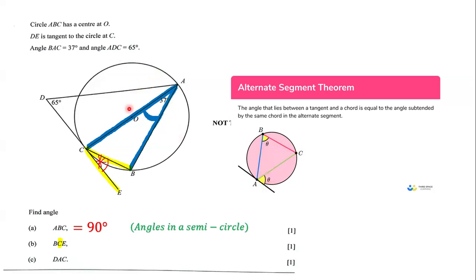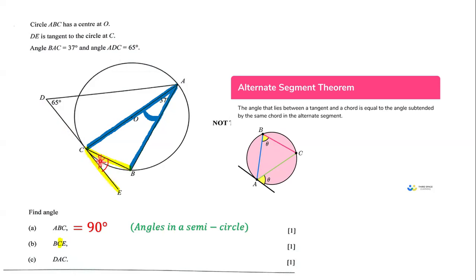And so we have the same thing here. We have this angle, which is 37 degrees, and we also have this angle, right? So first we have the tangent line, DE. And the tangent line forms an angle with this chord, CB. This chord CB and this tangent form an angle, and this is the angle right here.